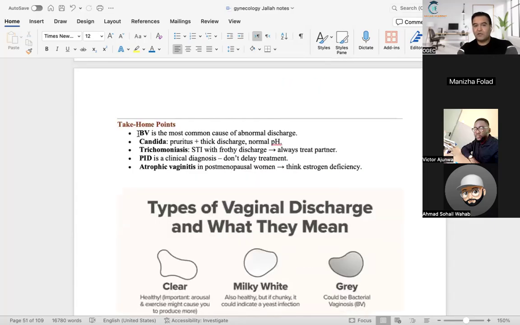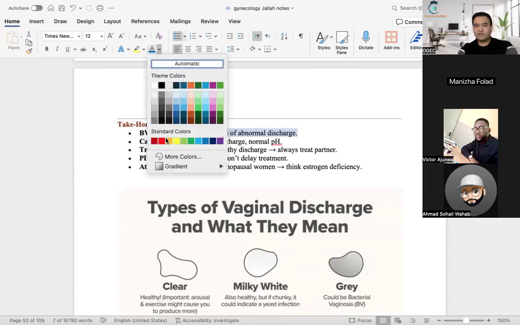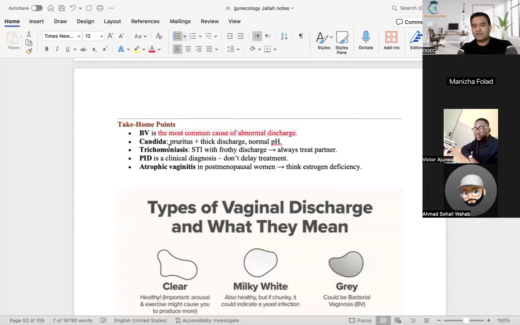Take home. Bacterial vaginosis is the most common cause of abnormal discharge. Maybe I should put this in a red color. Candida usually has thick, whitish discharge. Maybe I should put white here. Whitish discharge and normal pH. Okay, I can't make this one white, but I can make it a different color.